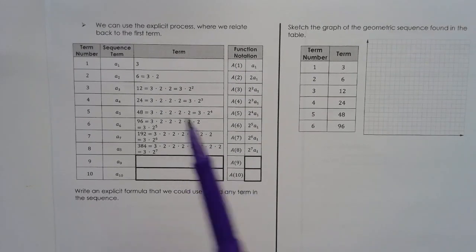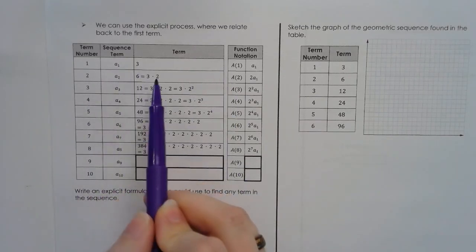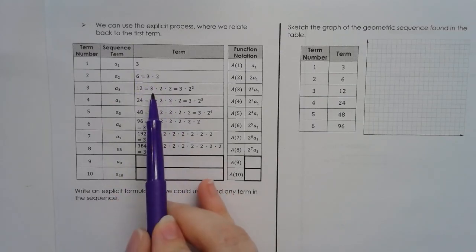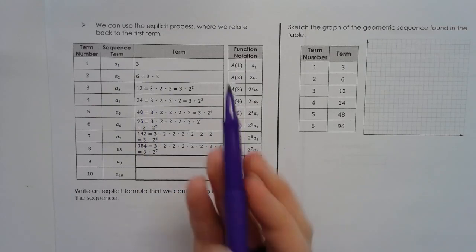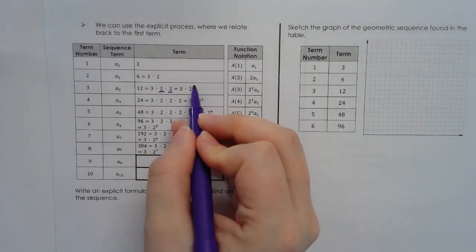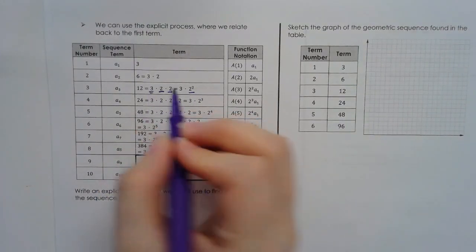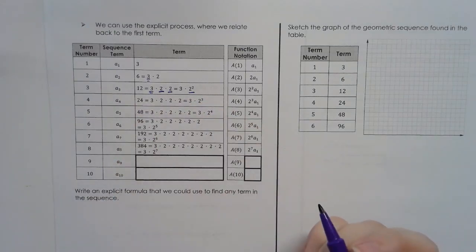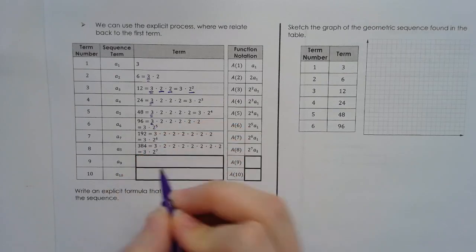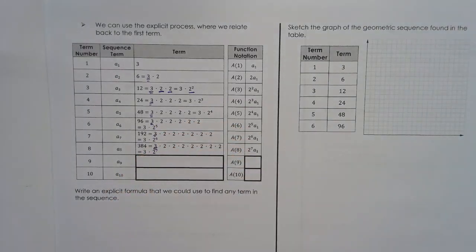So we're looking at the same pattern here, starting with 3 and multiplying by 2 every time. So we said 3 times 2 is 6. But this time, instead of saying 6 times 2, they said 3 times 2 times 2, which is the same thing as 3 times 2 to the second. So they still went back to that first term. And what you'll notice is on every single one of these, they go back to that first term, that 3. And then the number of 2's changes from there.